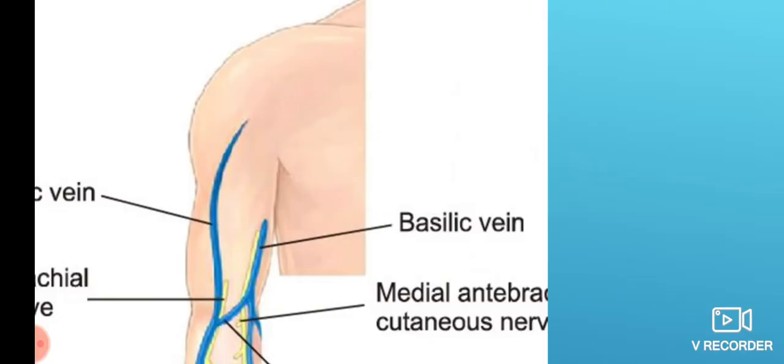When it reaches the upper part, it pierces the deep fascia, and thereafter we cannot see this vein. It goes deep and joins with the axillary vein present in the axilla. That is the fate of the cephalic vein.